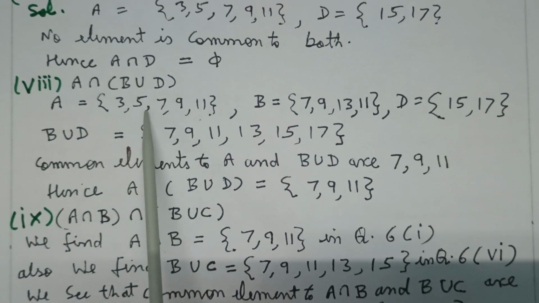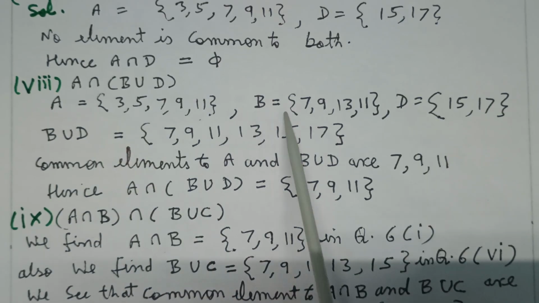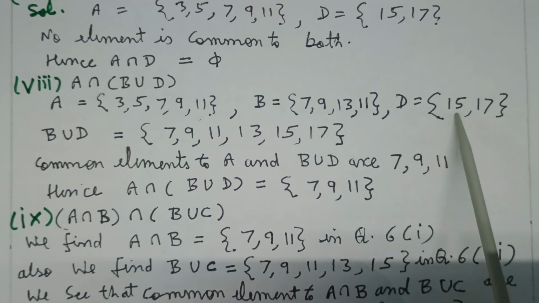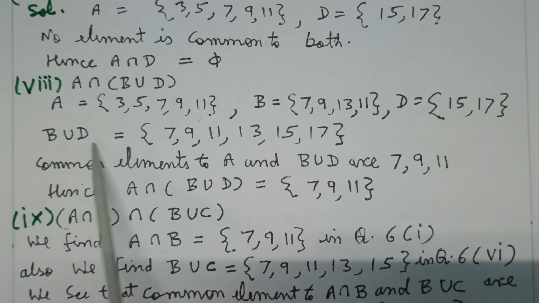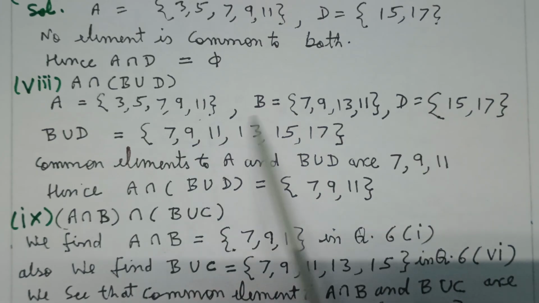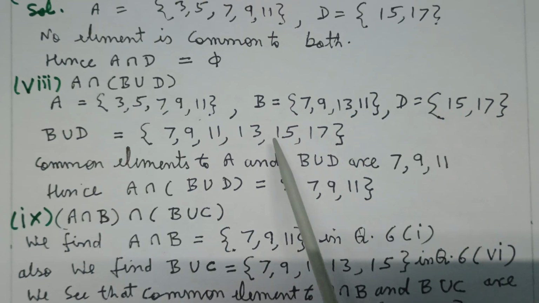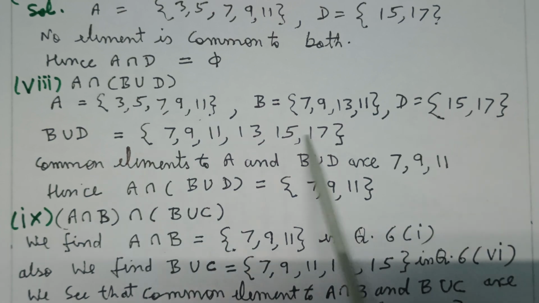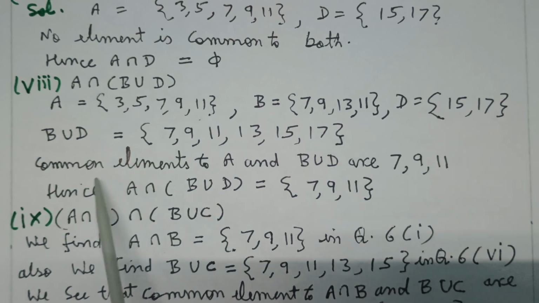A is equal to 3, 5, 7, 9, 11. B is equal to 7, 9, 11, 13. And D is equal to 15, 17. So first B union D. B और D में 7, 9, 11, 13. अब D में 15, 17. तो सभी एक एक बार हैं, तो इसलिए सभी एलिमेंट्स हमने इसमें लिख लिए.